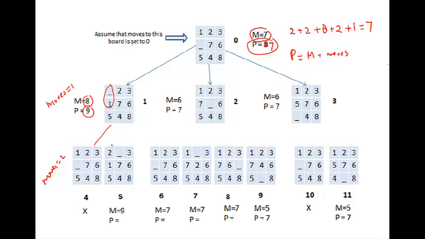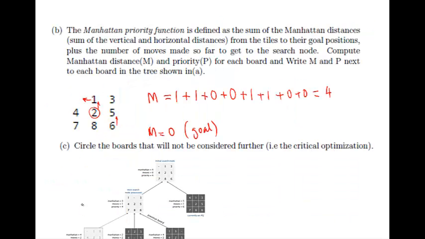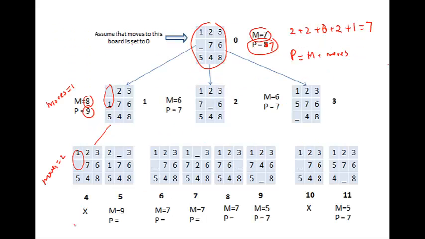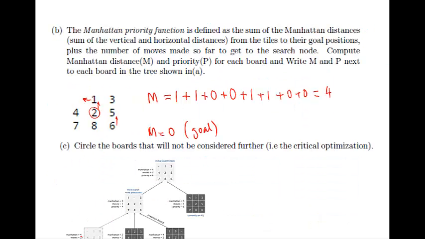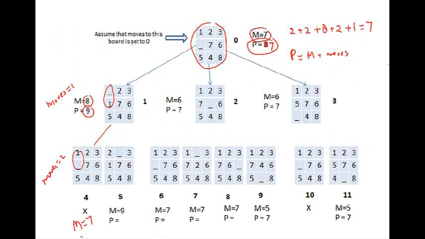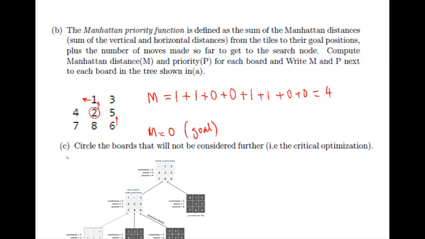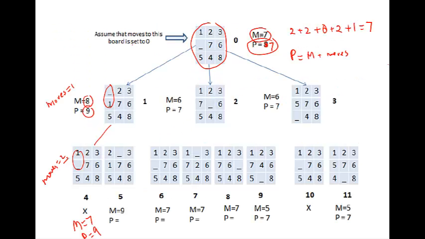Now if you go down further, you will see that the difference between these two boards is that the 1 has gone back. In fact, you will find that it's identical to this one. Therefore, the Manhattan distance for that board should also be 7, but the priority is going to be 9, because that's 7 plus 2. So this way you can compute the Manhattan distances. You can think about this a little bit and see if you can get all the distances here.